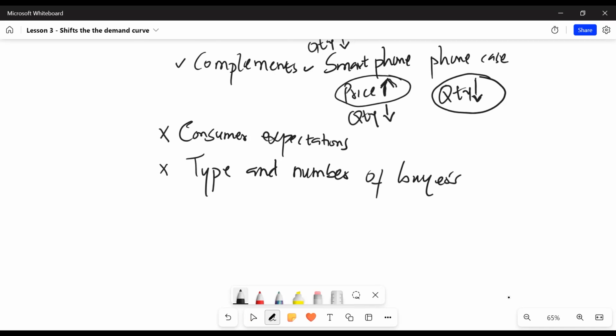So this is all we have on our lesson on shifts in the demand curve. Our next lesson is going to be on shift in the demand curve versus movement along the demand curve.